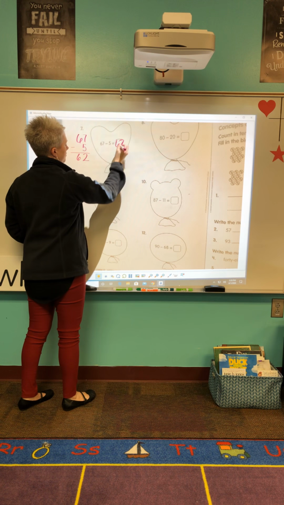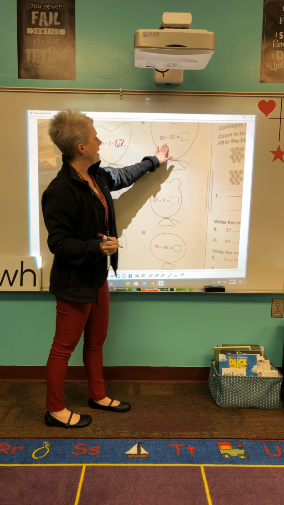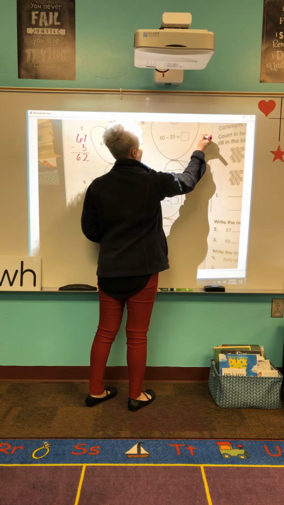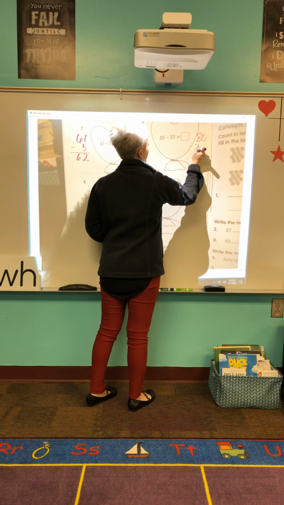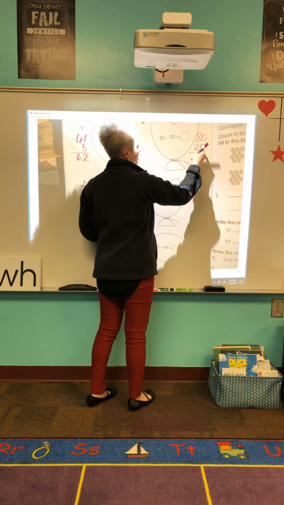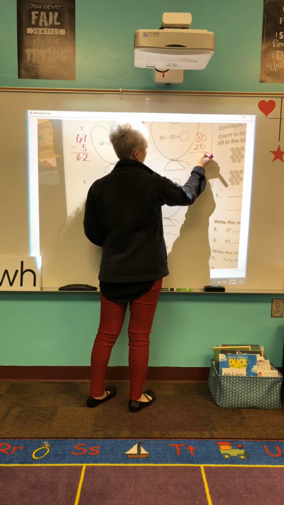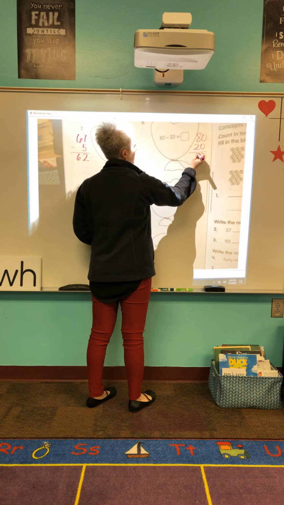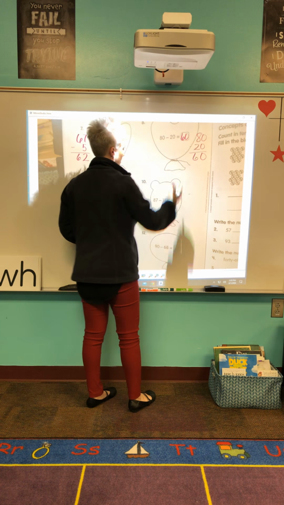80 take away 20. Let's stack this one up. 80 take away 20. 0 minus 0 is 0. Good job. 8 minus 2, 6. Good job.